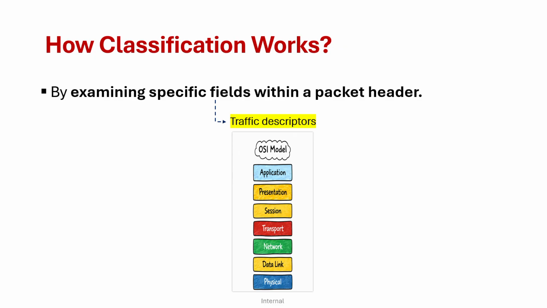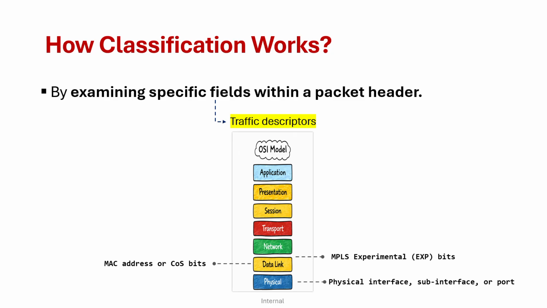Some of the common examples include, at layer 1, the physical interface, subinterface, or port. At layer 2, MAC address and the 802.1Q CoS bits, or class of service bits. At layer 2.5, which is between data link and network, MPLS experimental bits. At layer 3, we have DSCP, IP precedence, and source or destination IP addresses. At layer 4, we have TCP or UDP port numbers. And at layer 7, we have application identification using NBAR2.